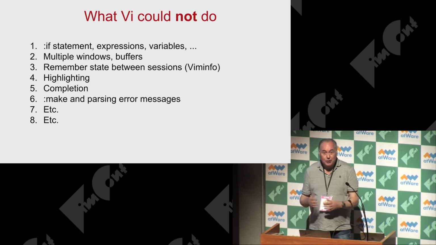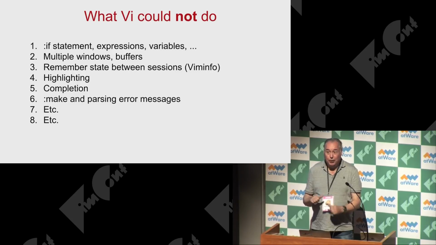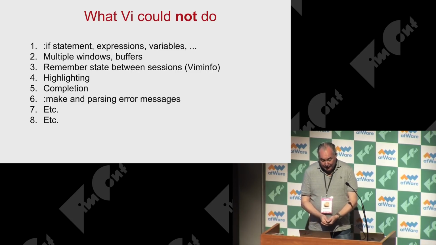But lots of things were not in VI. There were no if statements, there was only one window, one buffer. Highlighting wasn't there, even error messages were not highlighted. There was no completion, no make command. You could use the exclamation mark to execute a shell command, but that was about it. Well, obviously lots of other things were missing.